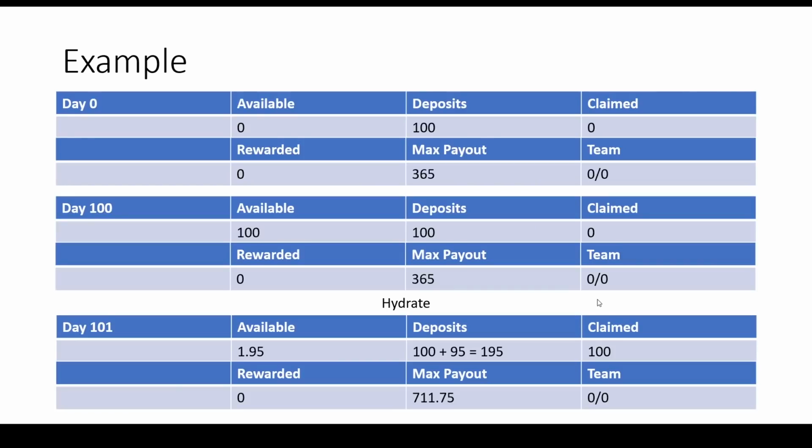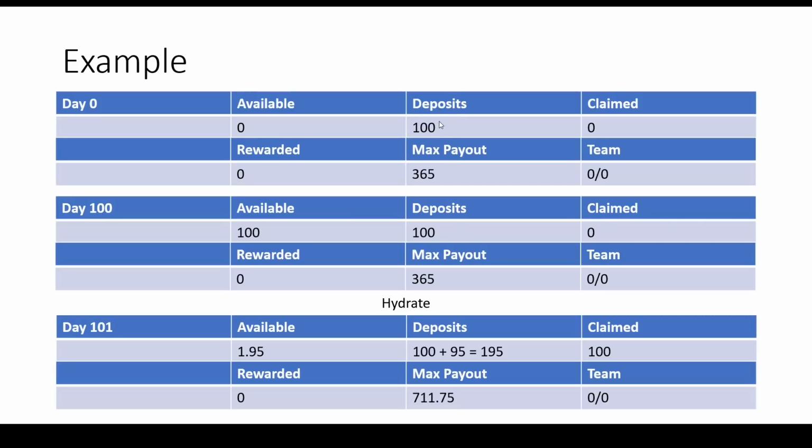Alrighty, so now let's take a look at some examples. For this example, I'm going to use day 0 as my starting point. I like to use round numbers. I think it makes it easier. So I'm just going to pretend that after taxes, your original deposit at the beginning was an even 100 drip tokens. So at this point, you're going to have nothing available. You're going to have your deposit of 100. You're going to have nothing claimed. And again, max payout simply equals 3.65 times your deposits.